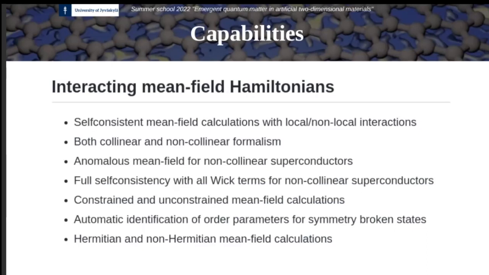There are also functionalities to automatically identify the order parameter that a mean field Hamiltonian has. We are not going to use them because I'm going to ask you explicitly to guess what the mean field Hamiltonian or the symmetry breaking is, but the code has a functionality to automatically check all the symmetry breakings and tell you which one you have. And also there are some functionalities for mean field calculations with non-Hermitian Hamiltonians, but we are not going to use them.